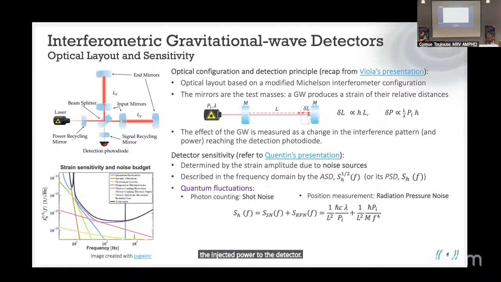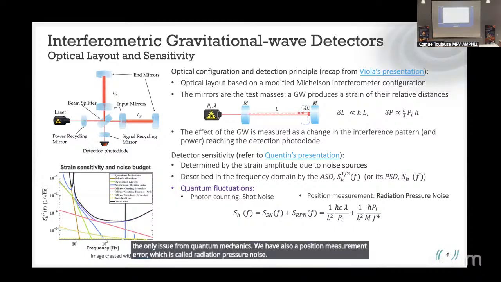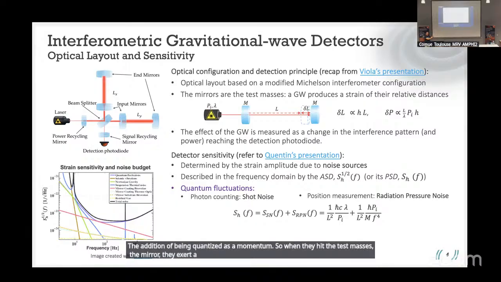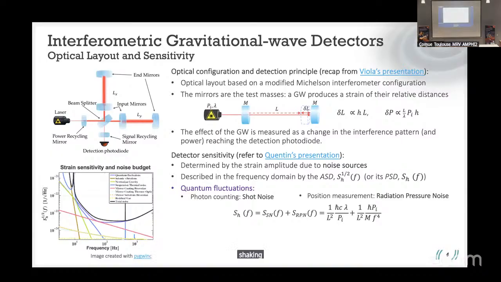This is not the only issue from quantum mechanics. We also have a position measurement error, which is called radiation pressure noise. Photons, in addition to being quantized, have a momentum. So when they hit the test masses, the mirrors, they exert a force. But since the number of photons is variable, the force is also variable. So the masses are like shaking. This poses a limitation described by this second term.